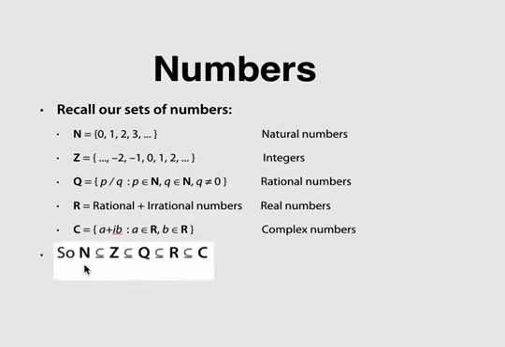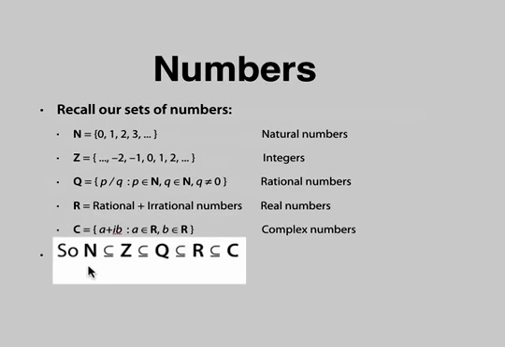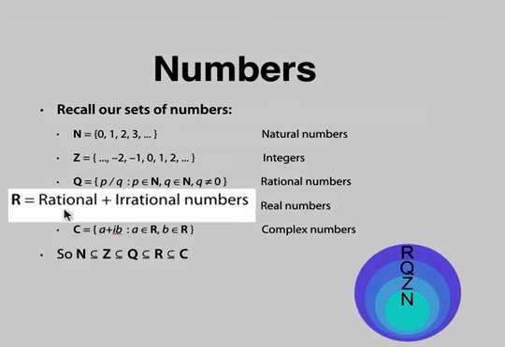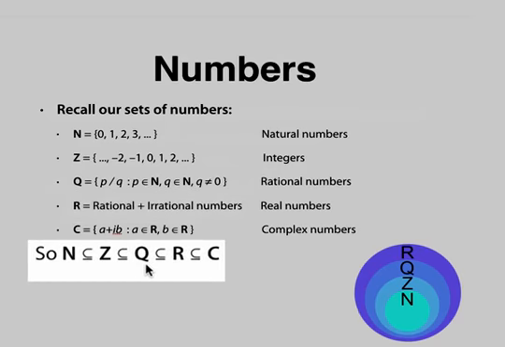So using our subset notation, we know that every natural number is an integer, so N is a subset of Z. Every integer is also a rational number, so Z is a subset of Q. Q is a subset of R because, again, R by definition is all the rational numbers plus all the irrational numbers, so it contains all the members of Q. So Q is a subset of R.